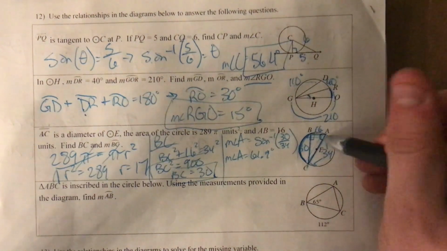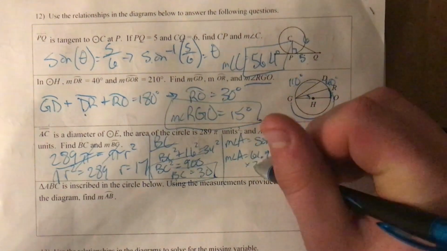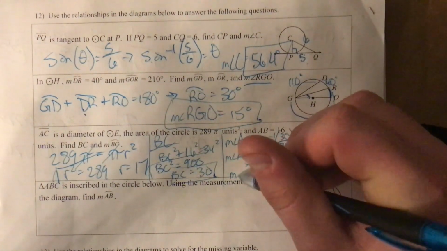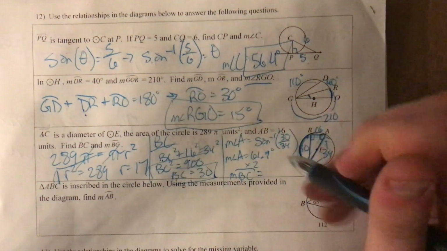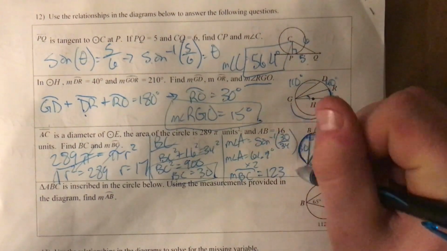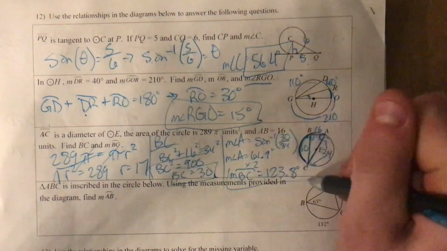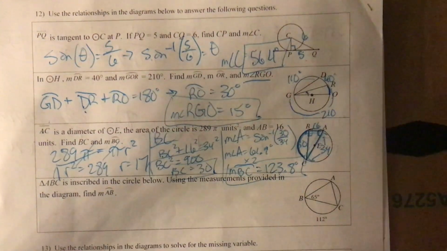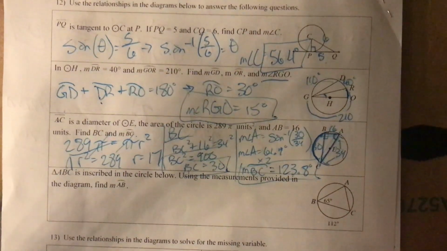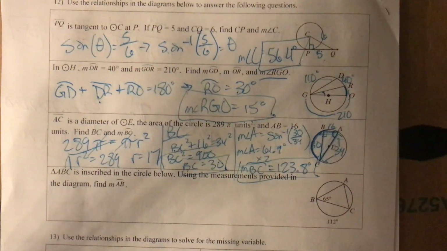So, since this is the inscribed angle, just double that. And the measure of arc BC is 123.8 degrees. Well, that was a doozy of a problem, wasn't it? Last one of number 12.